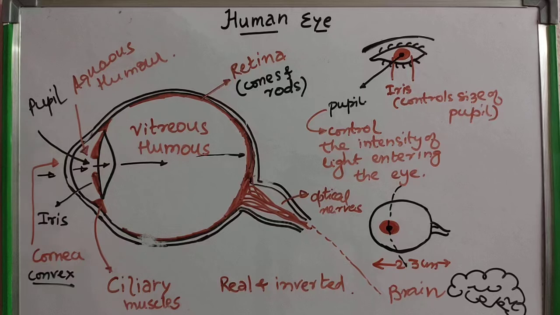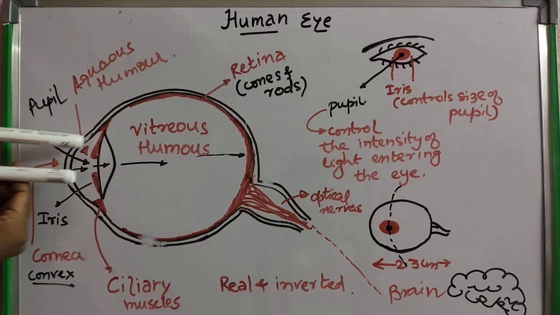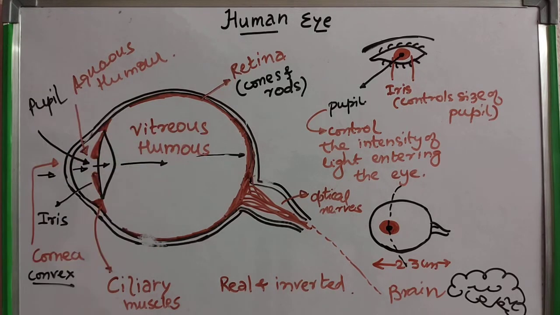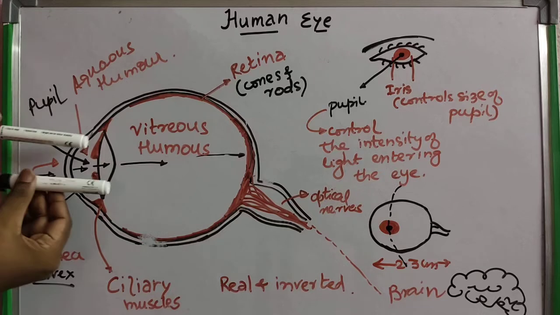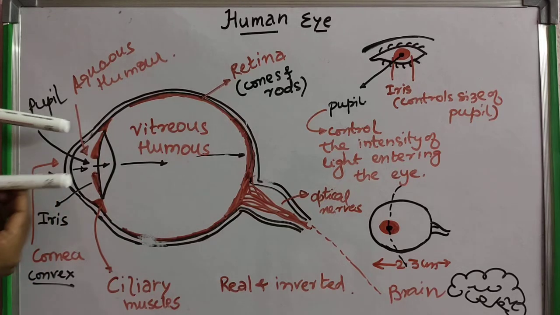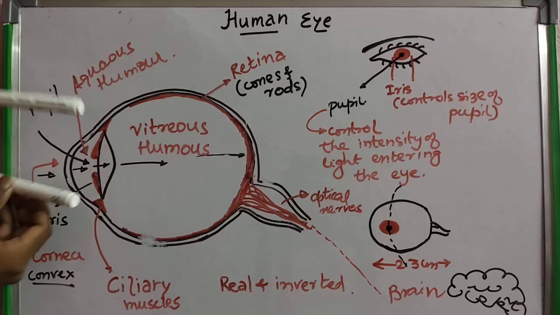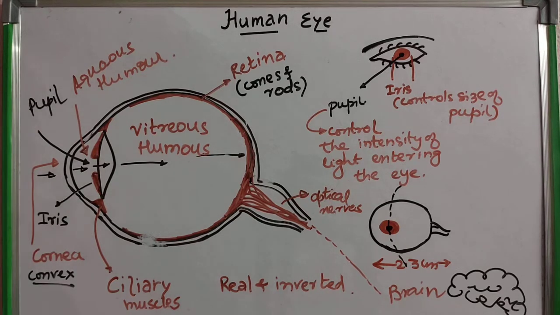So what would happen? The rays coming from this side are going to converge and fall on the retina. Rays coming from this side, because of the cornea, are going to fall on the retina, right? Converging will happen because of the cornea. And what is next? Aqueous humor.